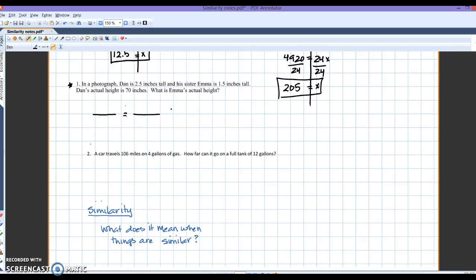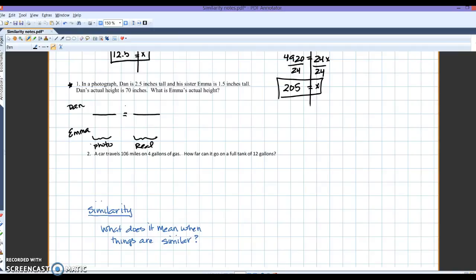So a proportion is 2 equal ratios, so 2 equal fractions. And I'm going to choose, and this is all a matter of choice. There's nothing magical about this. I could make a completely different choice, but I'm going to choose to set this up so that anything related to Dan is on the top of the fraction. Anything related to Emma is on the bottom of the fraction throughout the entire equation. And then I'm also going to make a choice and say that the first fraction is all about the photograph, and the second fraction is all about real life. Okay, so you've got to make those choices before you set up your proportion.